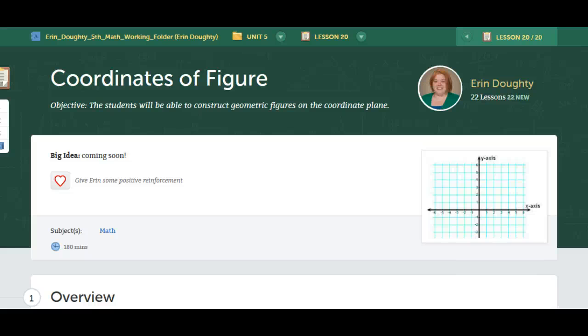This is an overview of the targeted skills group on coordinates of a figure, and the students will be able to construct geometric figures on the coordinate plane. This is a targeted skills group geared towards some of my higher students in math.